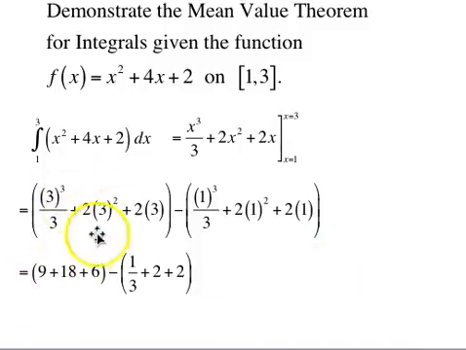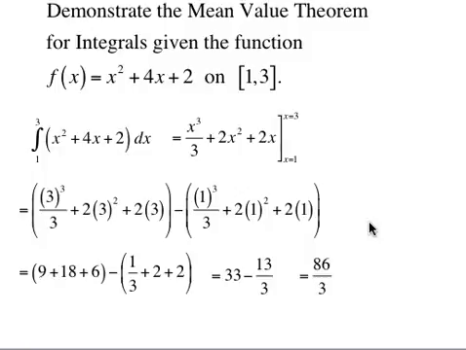27 over 3 is 9. 9 times 2 is 18. 2 times 3 is 6. 1/3 plus 2 plus 2. 18 and 9 and 6 gives me 33. 4 1/3 is 13/3. So 33 times 3, 99, minus 13/3 is 86/3. So the area under the curve is 86/3.